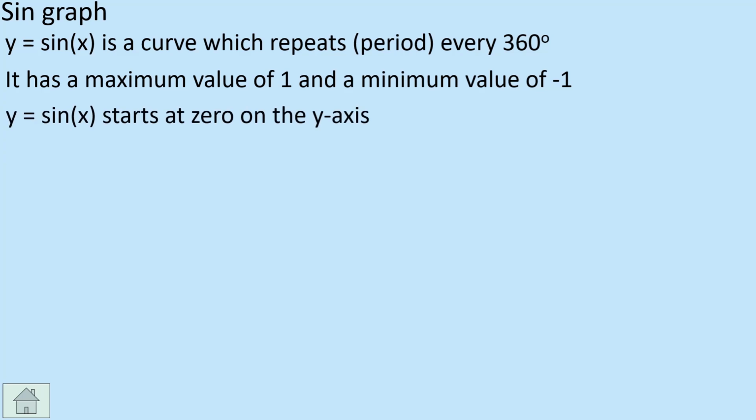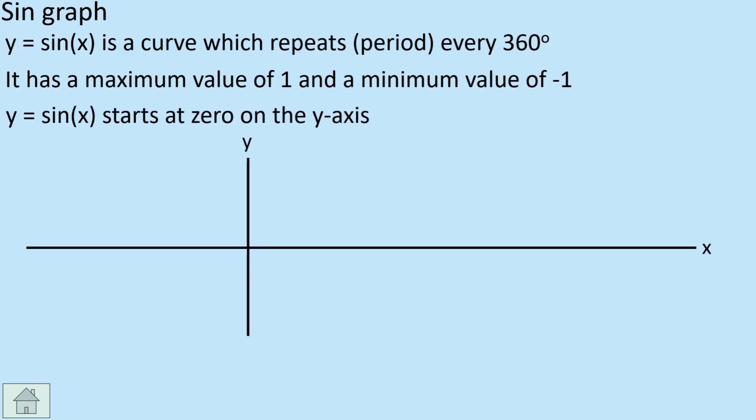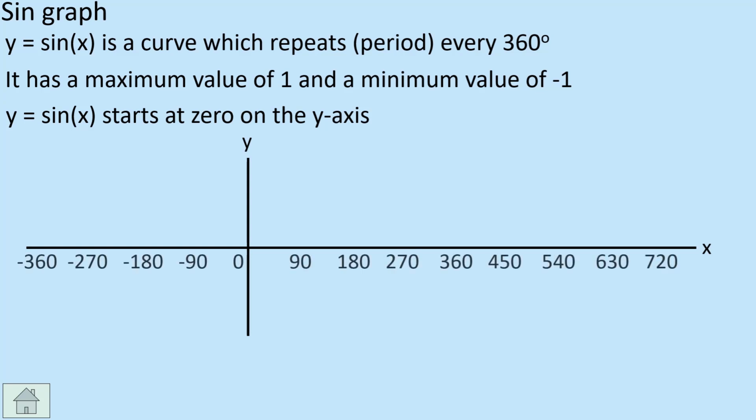Okay, so sine x starts at 0 on the y-axis, right in the bottom corner, and then from there, it basically goes up and down, like a wave, essentially. And this is really what your sine graph is, the idea of a wave function. So it looks a little bit like this. If I plot the graph, I could start at minus 360, and the reason I've chosen these values is simply because this is where the peaks and troughs are and where it crosses the axis, and you'll see that in a second.